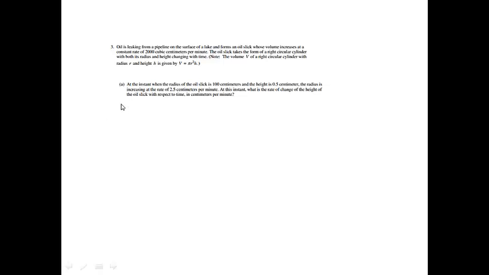I'm going to just write down some information. They told me that r is equal to 100. They told me that h is equal to 0.5. They told me that the radius is increasing, so dr/dt is equal to 2.5, and they're asking me for the rate of change of the height of the oil slick. So they're asking me for dh/dt, and that is what I know. I think that is pretty much all they've given me in the problem. Okay, so from here, we are going to see if we can figure this out.